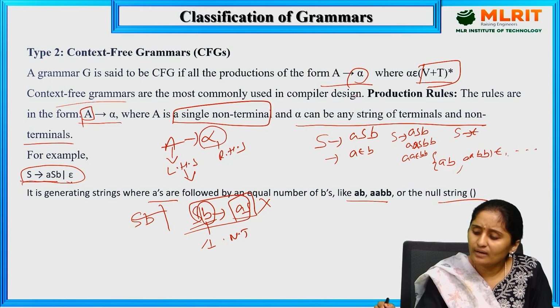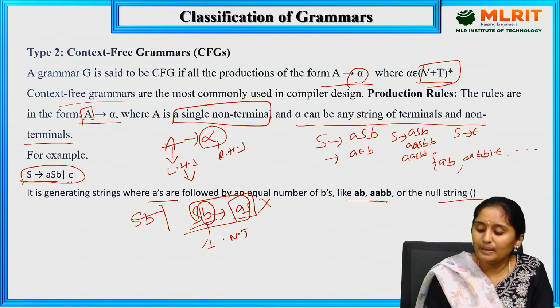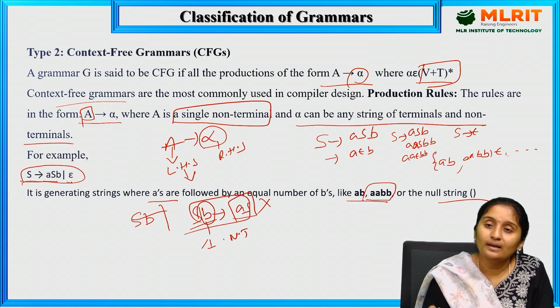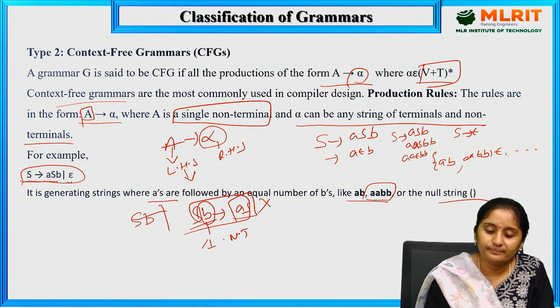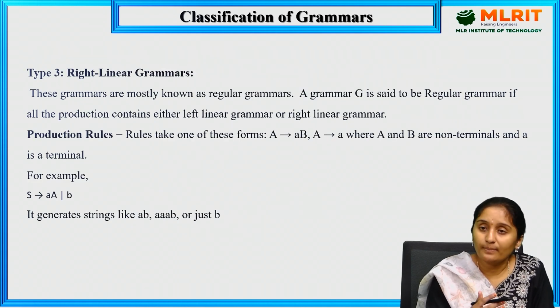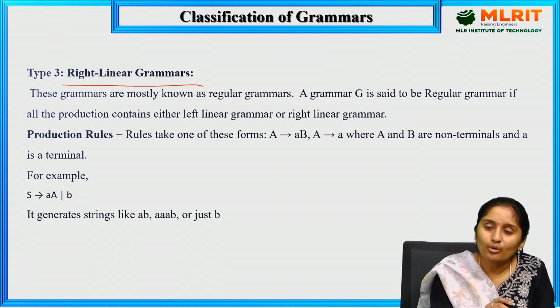So it can generate many strings here. It is in the form of A power n B power n. So both A's and B's are equal over here. So this is nothing but the context-free grammar. So the context-free grammar is the type 2 grammar. Coming to the type 3 grammar, that is nothing but the right linear grammar. And we can also call this right linear grammar the regular grammar.